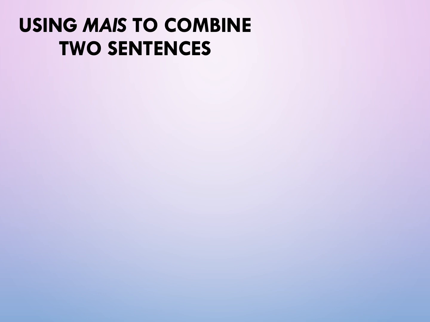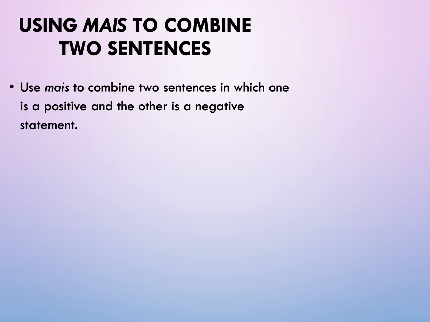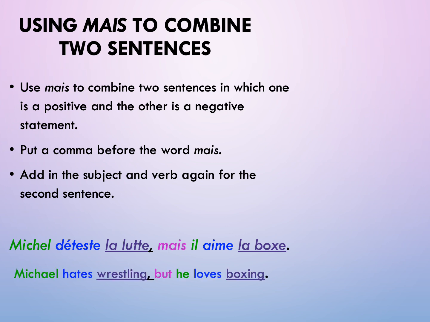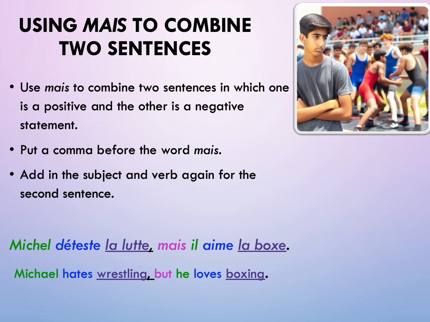Using mais to combine two sentences. Use mais to combine two sentences in which one is a positive and the other is a negative statement. Put a comma before the word mais. Add in the subject and the verb again for the second sentence. Michel déteste la lutte, mais il aime la boxe. Michael hates wrestling, but he loves boxing.